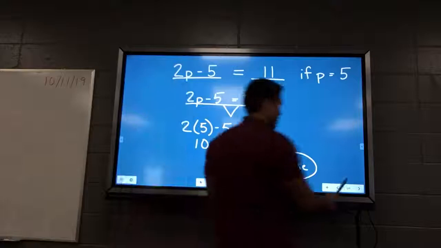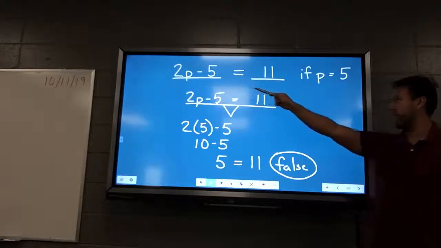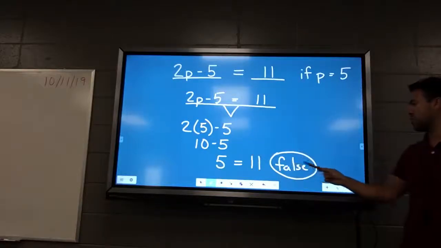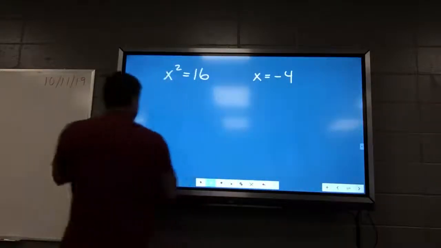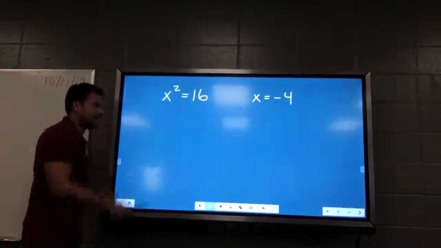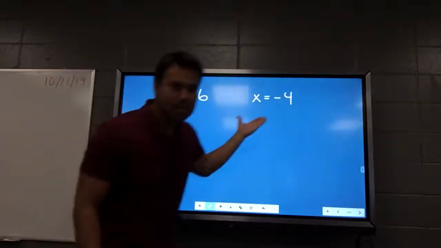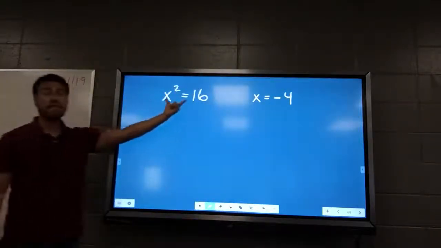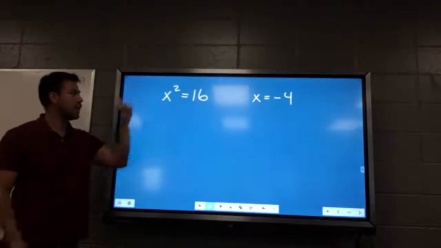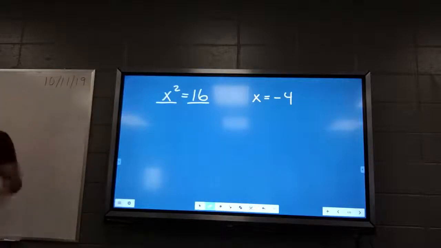All right, let's do another one. You're just seeing if you substitute 5 for p, is this going to be true or false? All right, go ahead and do this one real quick here. So this is an equation because it has an equal sign. It has two sides. Both sides are expressions. So x squared is an expression. 16 is an expression.